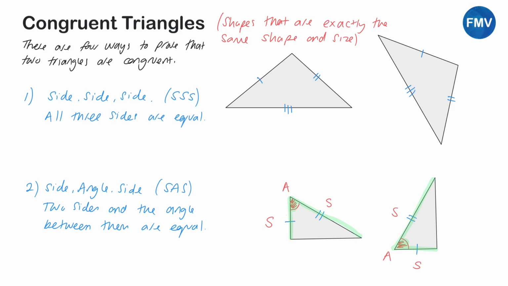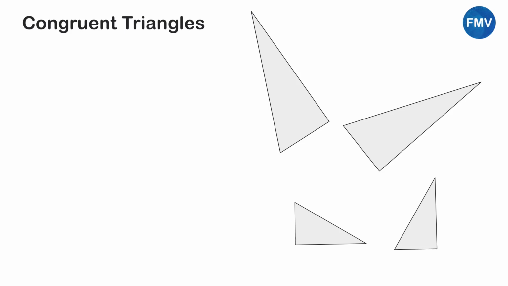Okay, there's our first two methods. Let's look at two more. So for this next one, we have to show that an angle and a side and an angle are equal. So here we go. So let's say we have this angle and its corresponding angle on the other triangle, which is this angle here. Let's say we have this angle and its corresponding angle, which is that one there.